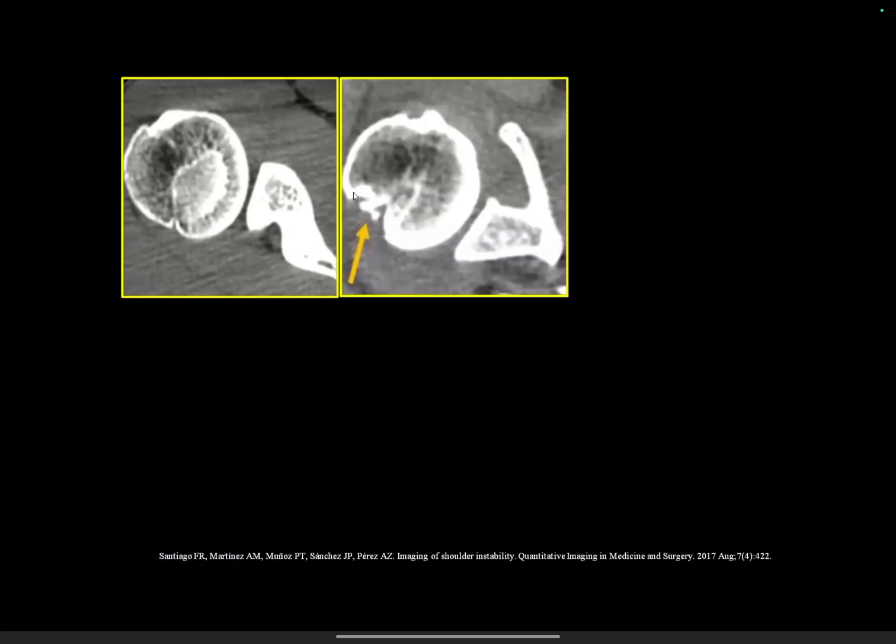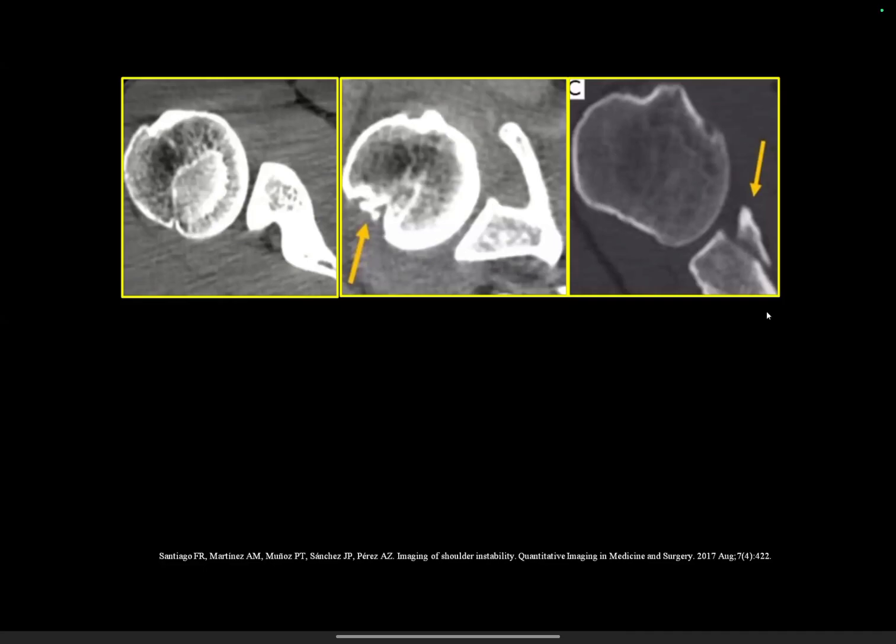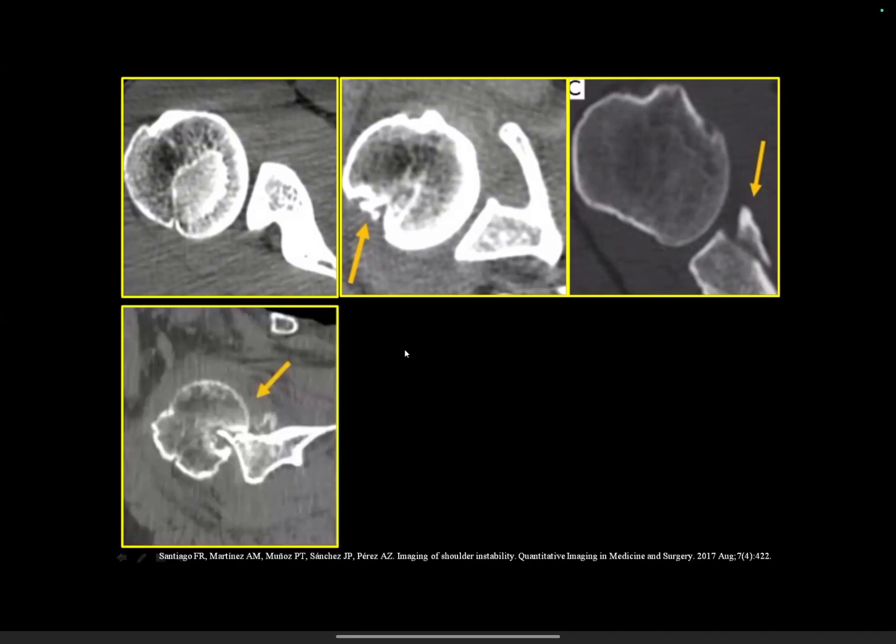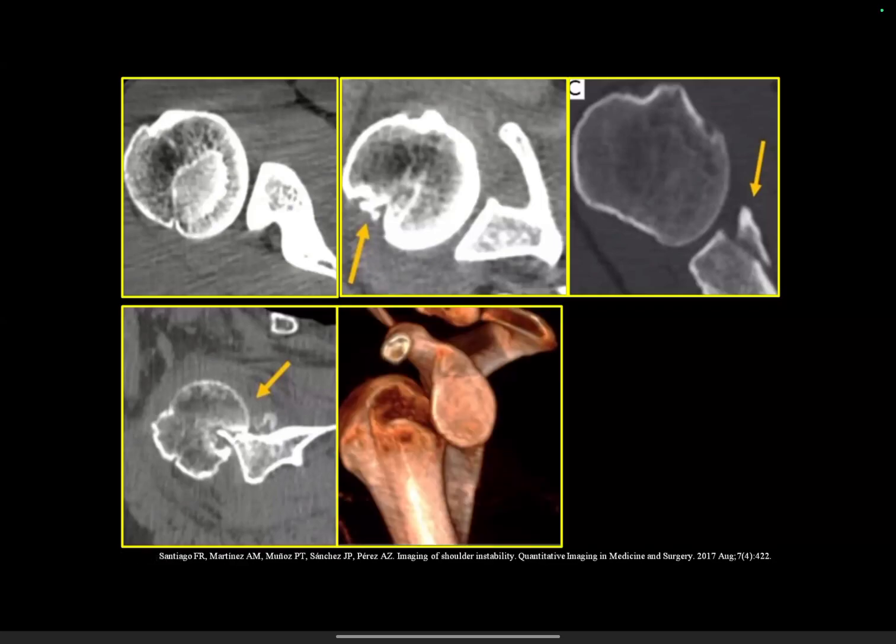In this example, you can see the bony defect involving the posterior lateral aspect of the humeral head in keeping with Hill-Sachs. In this example, you see a bony Bankart lesion with a displaced fracture involving the anterior inferior aspect of the glenoid. This is an engaged Bankart with Hill-Sachs.